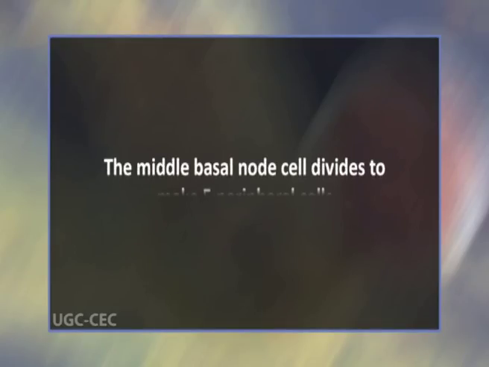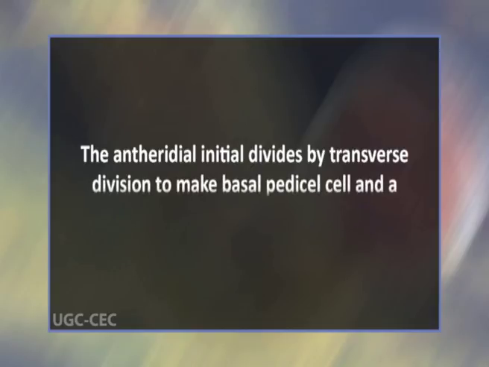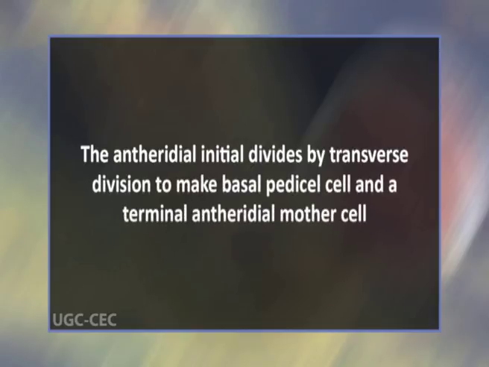The middle basal node cell divides to make 5 peripheral cells. Out of these 5 peripheral cells, the upper one develops into oogonium, 2 lateral ones form unicellular bracteoles, and 2 lower ones, one on either side of oogonium, form cortex or remain non-functional. The antheridial initial divides by transverse division to make basal pedicel cell and a terminal antheridial mother cell. The pedicel cell does not divide further and forms a pedicel or stalk of mature antheridium.